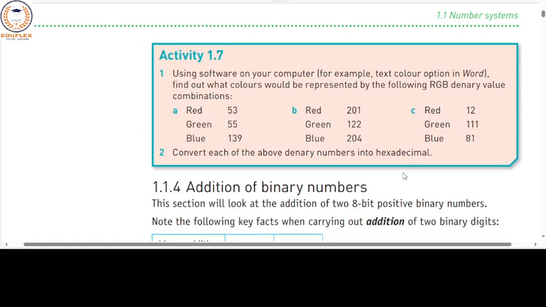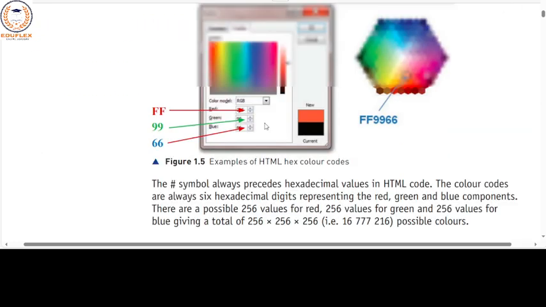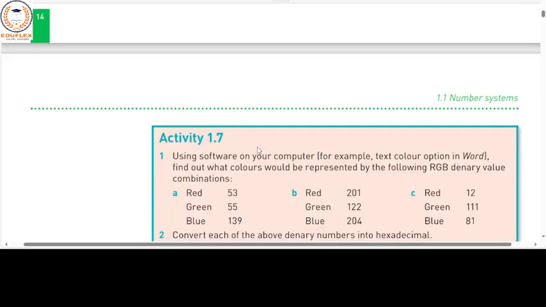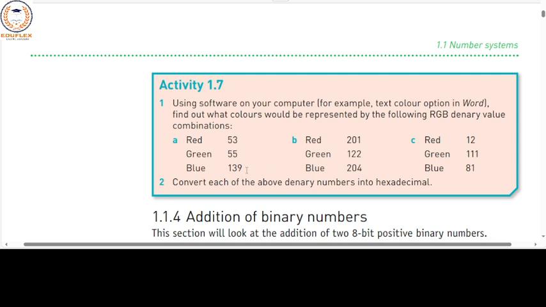Here I have an activity for you. You want to put color on the computer using software. Colors would be represented by the following RGB values like this. It's the same as this. You have to find the RGB value for these colors one by one in this activity, and also you have to convert the hexadecimal to all these numbers here.